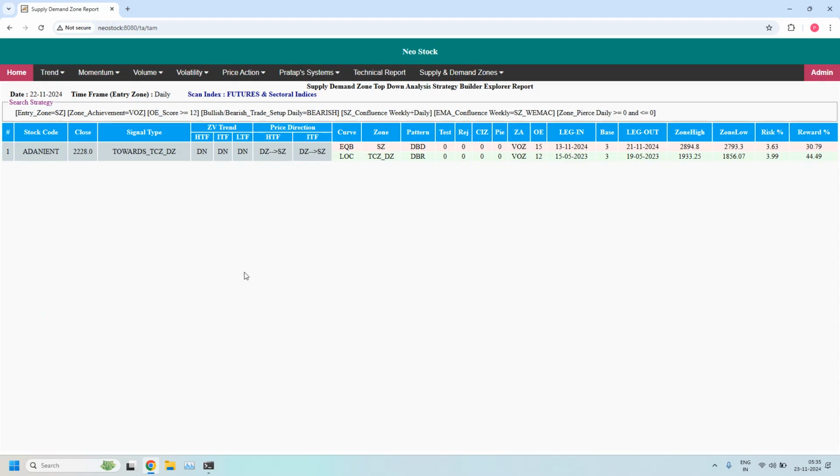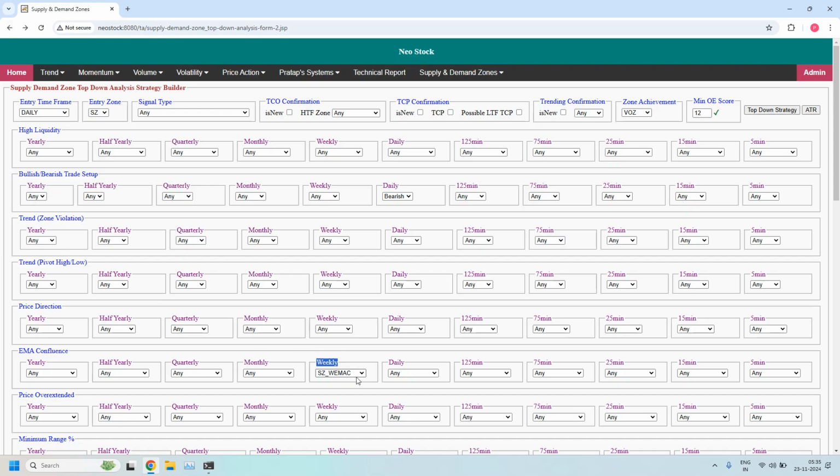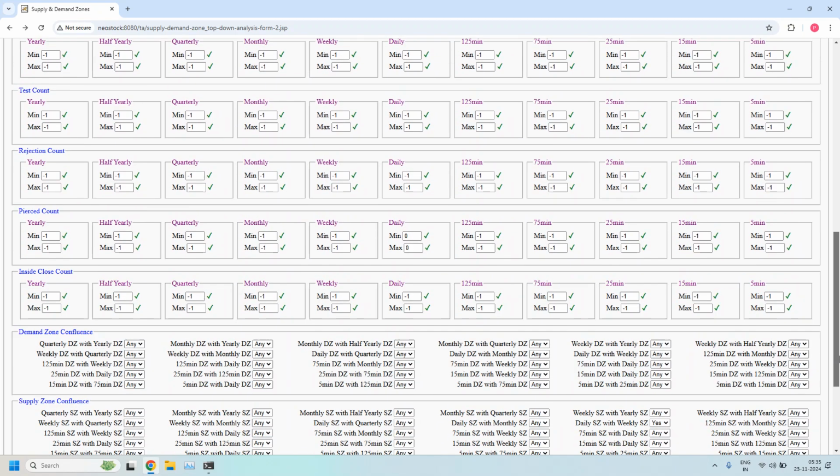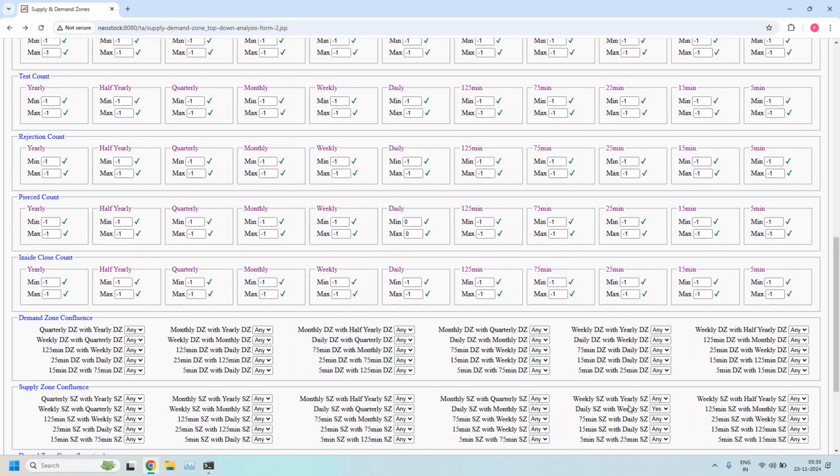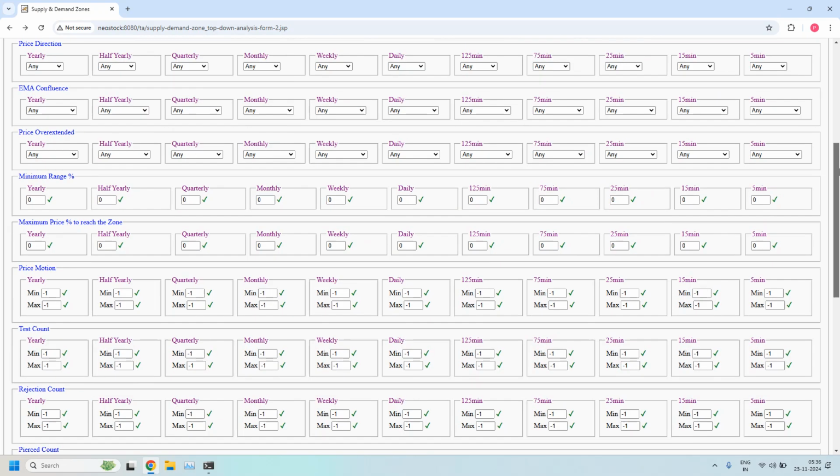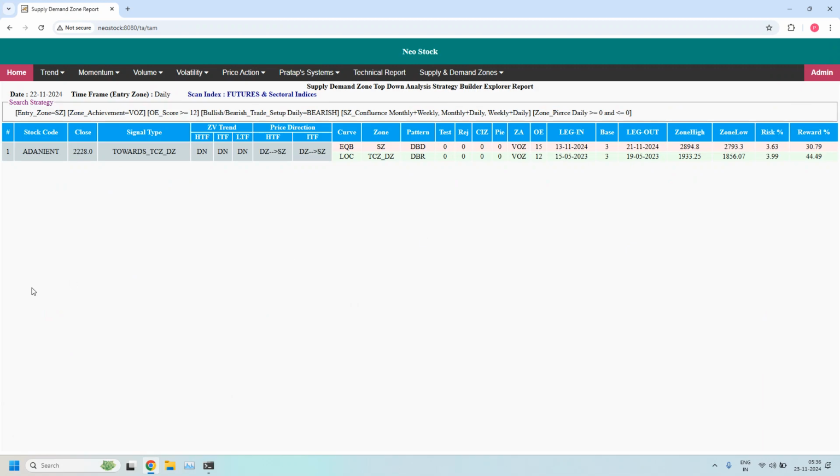Good. Next, let us verify LTF, ITF, HTF supply zone confluence. So remove EMA filter. LTF, ITF, HTF supply zone confluence. I am enabling 3 filters. First filter is already enabled, daily with the weekly confluence. And then daily supply zone with monthly supply zone confluence. Weekly supply zone with monthly supply zone confluence. All the 3 filters are enabled. With this, we got only 1 stock.